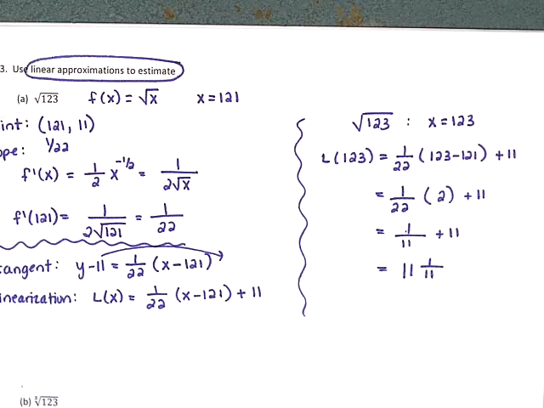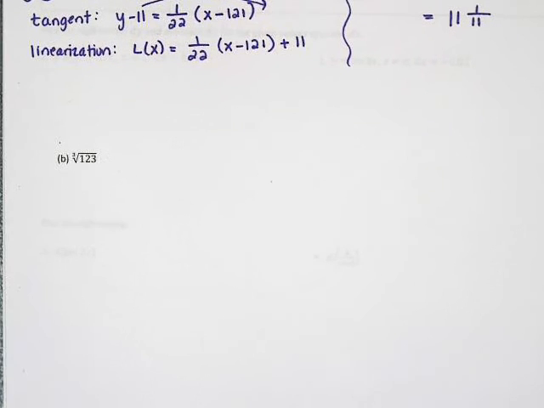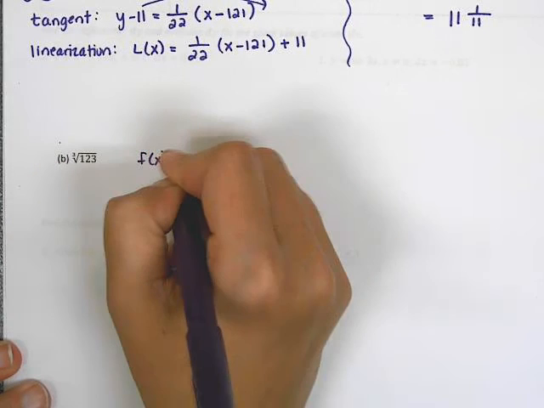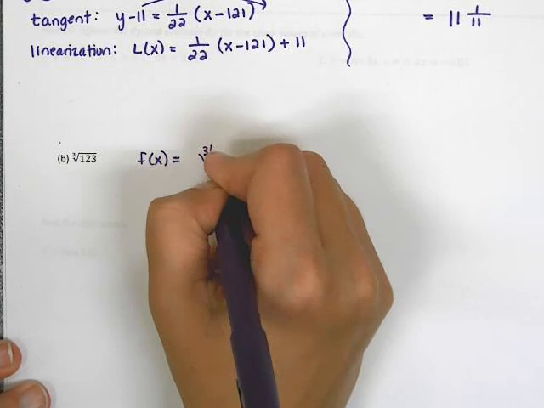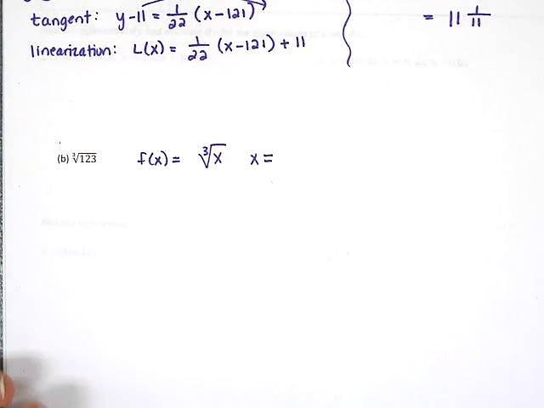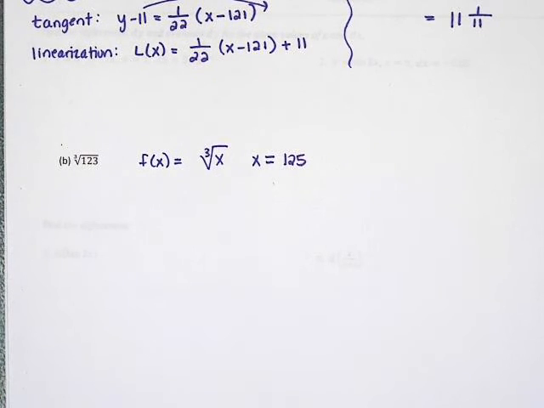Let's try one more. We're trying to find the cube root of 123. Now the function I'm going to use here is going to be the cube root function. And what I want to do is think of an x value that's close to the number 123 that has a nice cube root, which is going to be 125. The cube root of 125 is 5. 5 times 5 times 5.